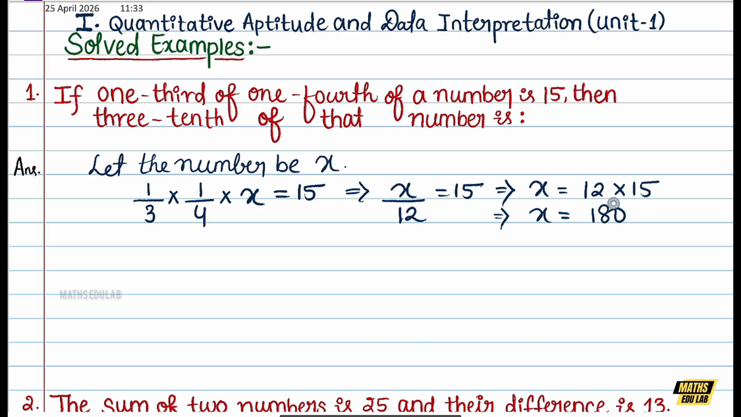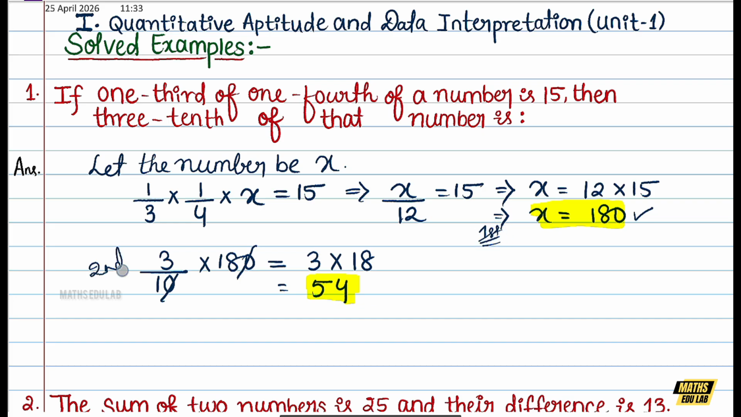Okay, so 2 times of 10. Now we got the value of x. Then it is said 3/10 of that number, that means 3 upon 10th of that number, the x value. The x value is nothing but 180. So 3 times 18 equals 54. So this is the value we got. First we get the value of x, then we use it in the other step. So this is the first step and this is our second step to solve.